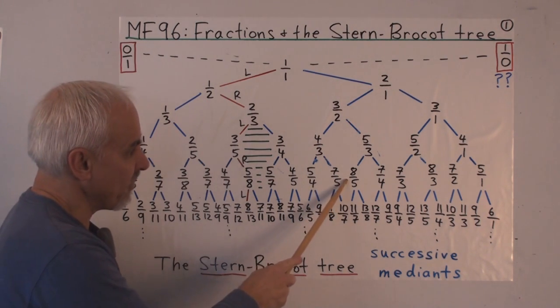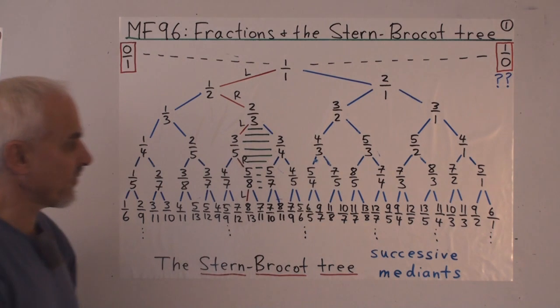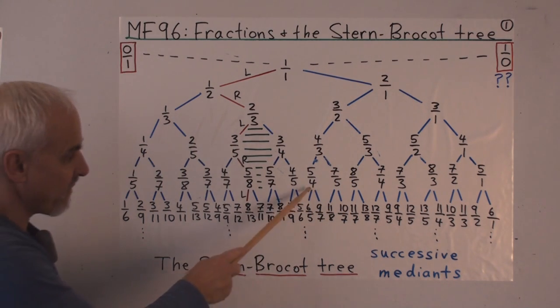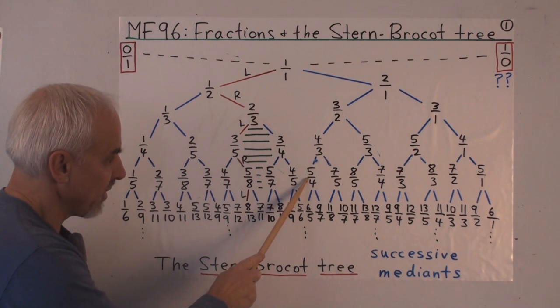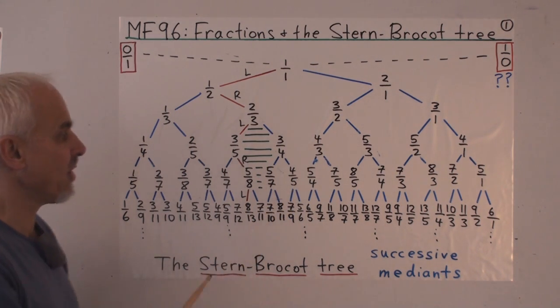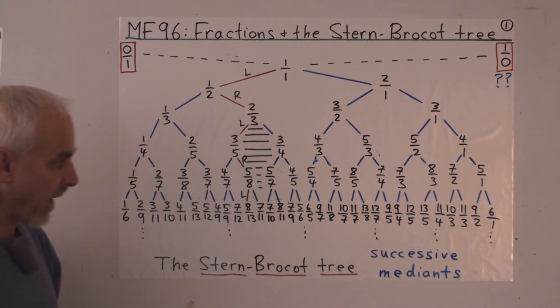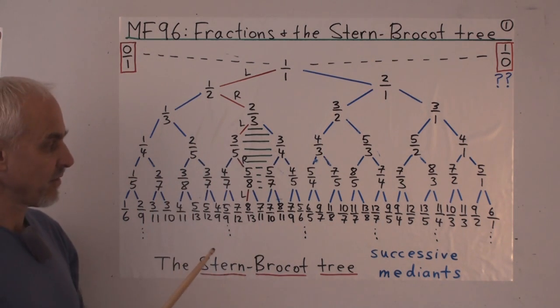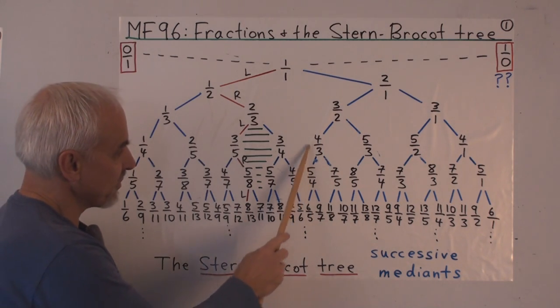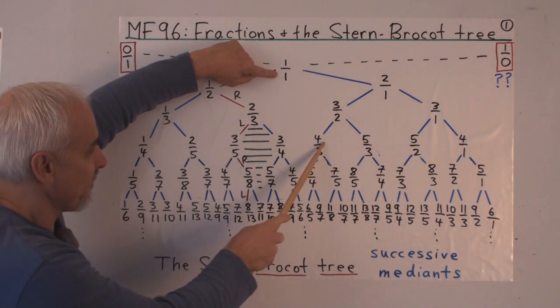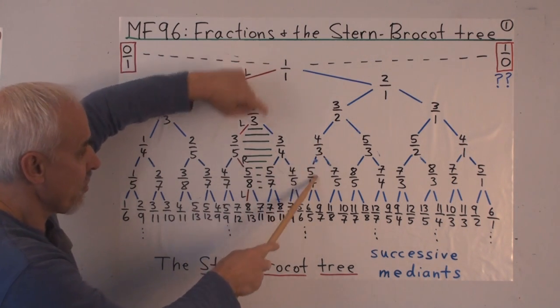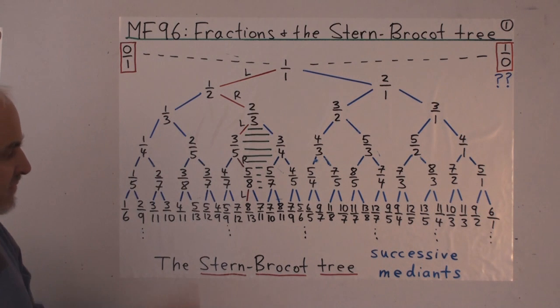Similarly, 8/5 is the mediant of 3/2 and 5/3. What about 5/4? Where does it come from? Well, it's the mediant of the term that's closest to it on the right, which is 4/3, and the term that's closest to it above it to the left. So what's above it to the left? 1 over 1. And the mediant of 1 over 1 with 4 over 3 is 5/4. That gives you a rough idea of how we construct the Stern-Brocot tree.